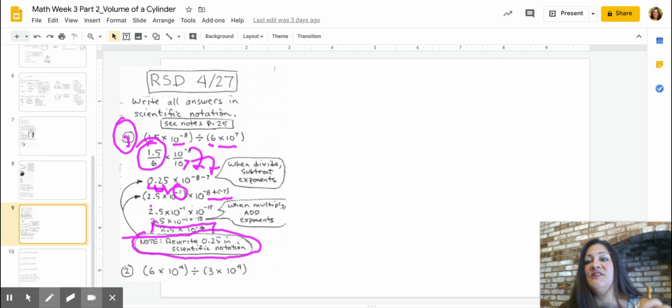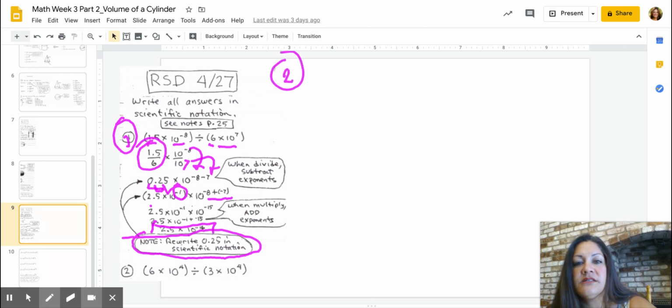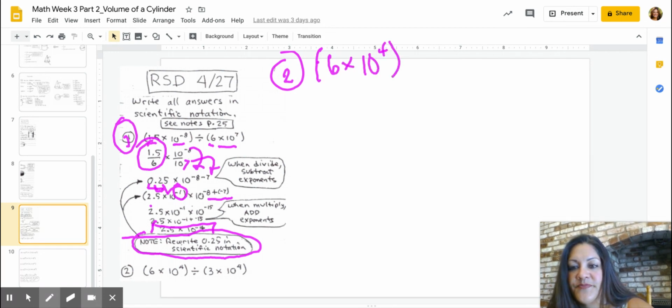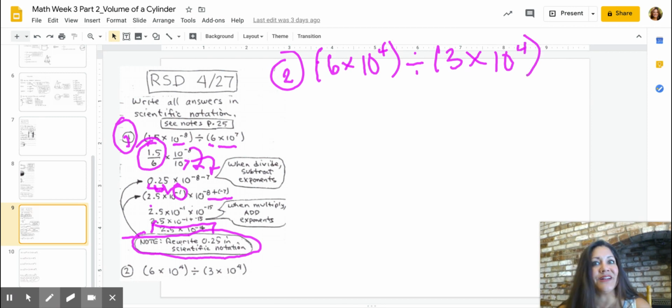Okay, so let's try and do that on our own with number 2. So number 2, we have 6 times 10 to the 4th divided by 3 times 10 to the 4th. I can already look at this and say, oh, they're going to try and trick us. Can't trick us, we're too smart.